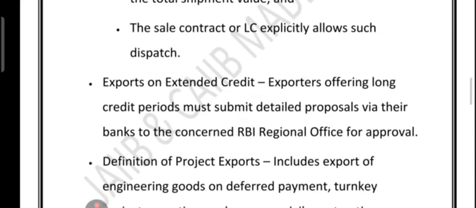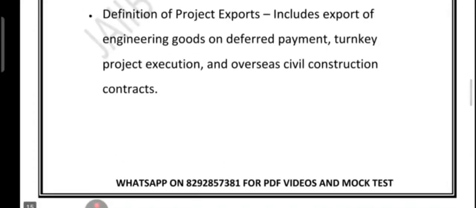So that is called export on extended credit. Suppose you are selling some product and you are allowing the timeline for payment more than the usual timeline. In that case, you have to submit a proper proposal through your bank, and the RBI regional office must approve it.